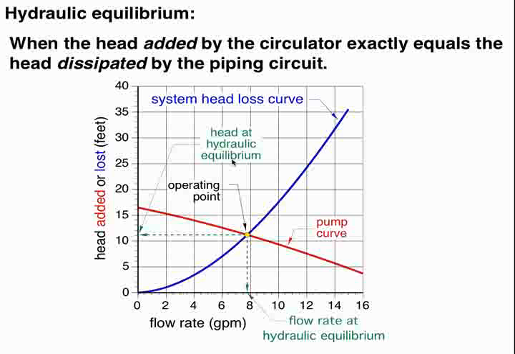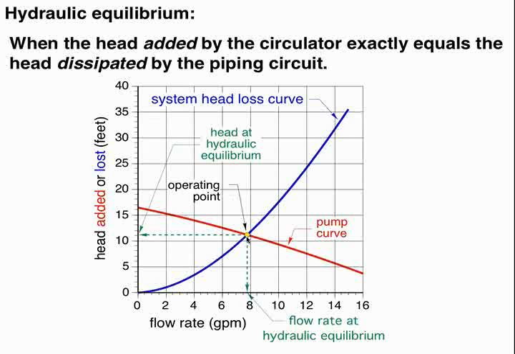It makes perfect sense if you think about the fact that the circulator adds head energy, and the circuit that the flow is going through removes head energy. Where they balance each other, in other words, where the head added by the circulator exactly balances the head dissipated by the piping circuit, that's a condition we call hydraulic equilibrium. That's where every piping circuit with a given circulator installed settles out after just a few seconds of turning that circulator on. And we can find the conditions at that point very easily.